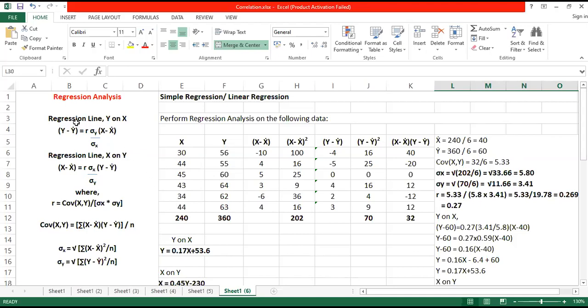So look into the regression line equation y on x. It says y minus y bar equals r sigma y by sigma x in bracket x minus x bar. So this part, r sigma y by sigma x, is collectively called the regression coefficient. Similarly, for regression line x on y, this part r sigma x by sigma y is collectively known as the regression coefficient, right?